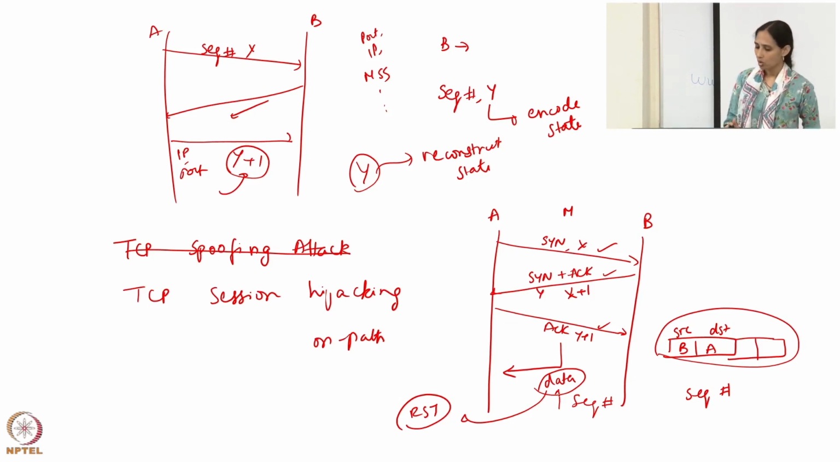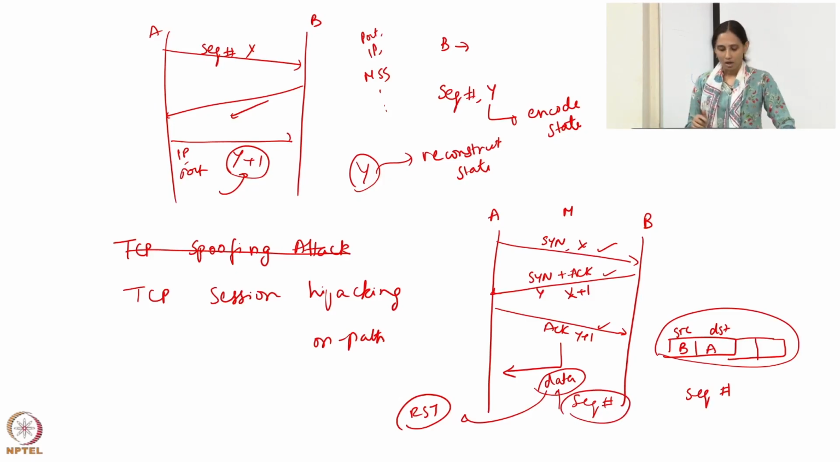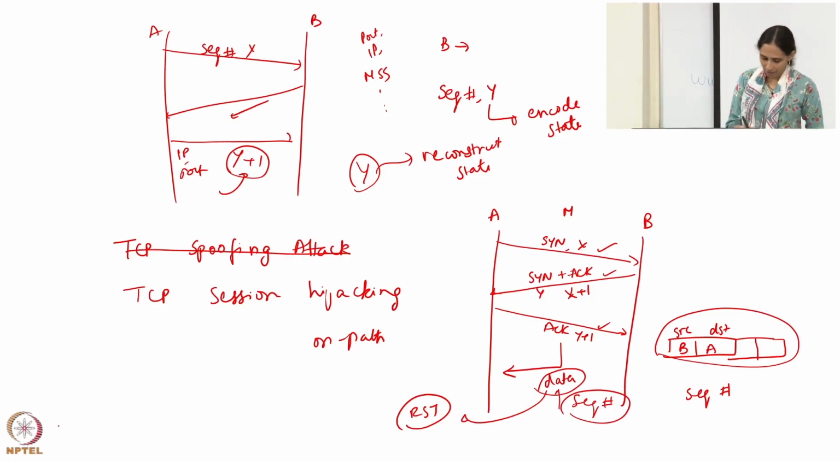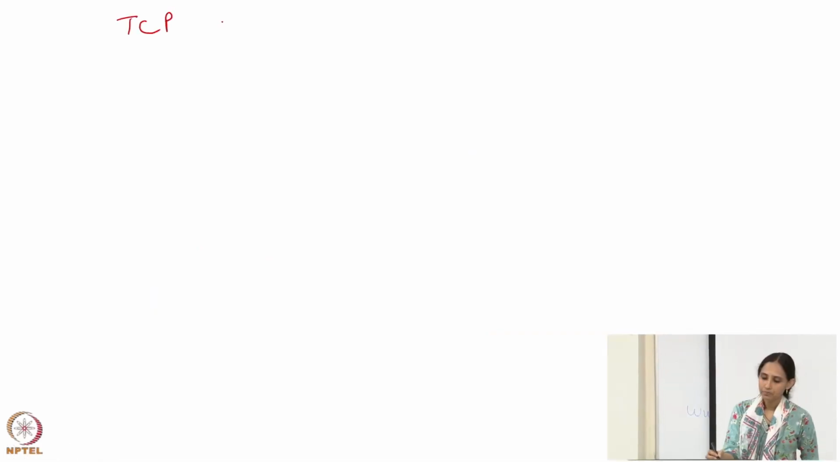Okay. So that is the challenge. Basically, whatever is being protected is protected by your sequence numbers, because you cannot guess the sequence numbers easily. That is the protection TCP offers. This is TCP session hijacking, and now going to TCP session spoofing.